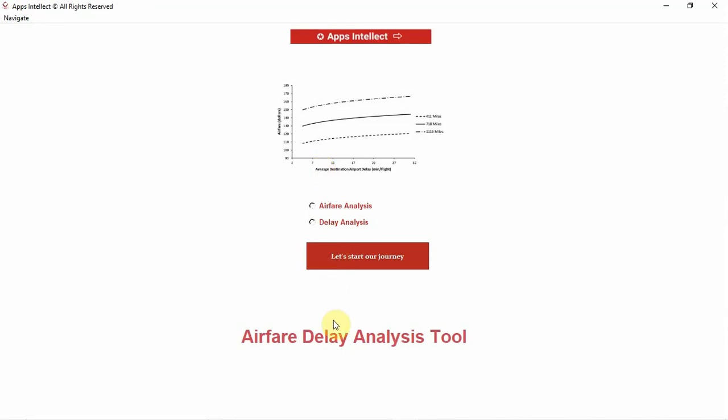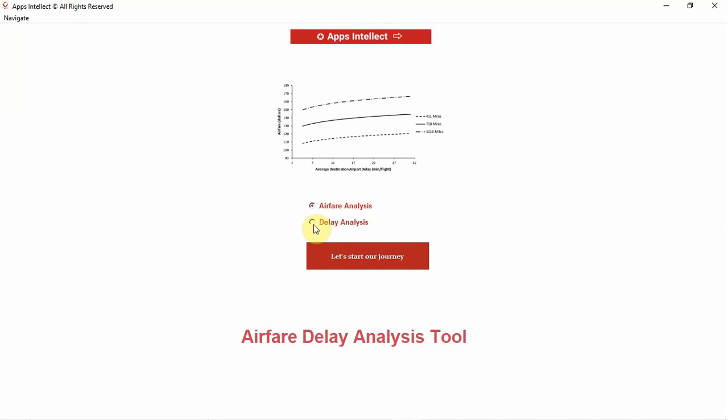So this is the airfare delay analysis tool, which consists of two applications: airfare analysis and delay analysis. What the airfare analysis application does is analyze the number of flights, that's the frequency required to fly a particular route on a daily basis, with which aircraft size and airfare would be profitable to the airline.